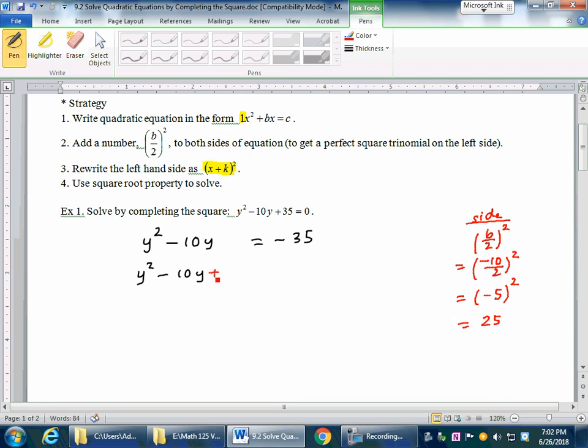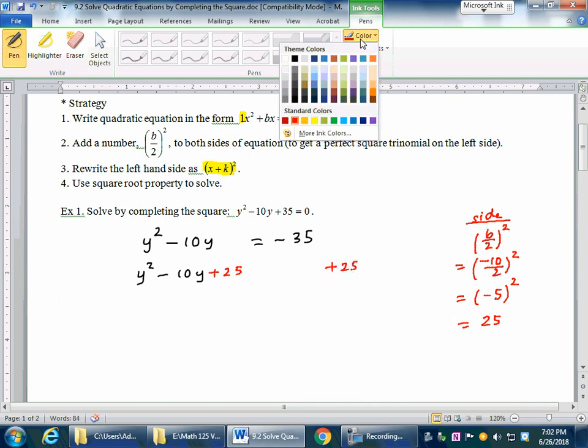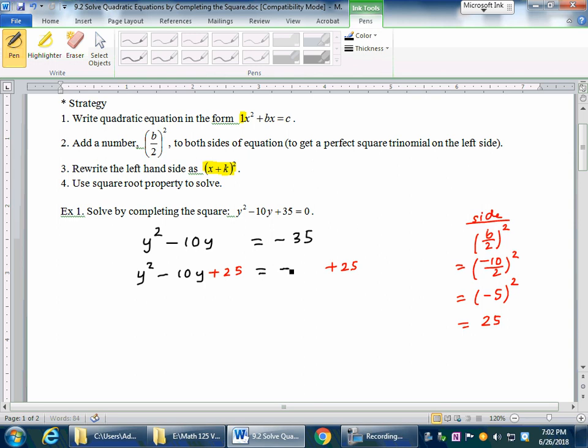So I add 25 to the left-hand side and to the right-hand side to make it equivalent equations. On the left-hand side, notice that y squared minus 10y plus 25 has the same factor twice, which is y minus 5 to the second power. Write it into a quantity squared form. That is equal to negative 10.